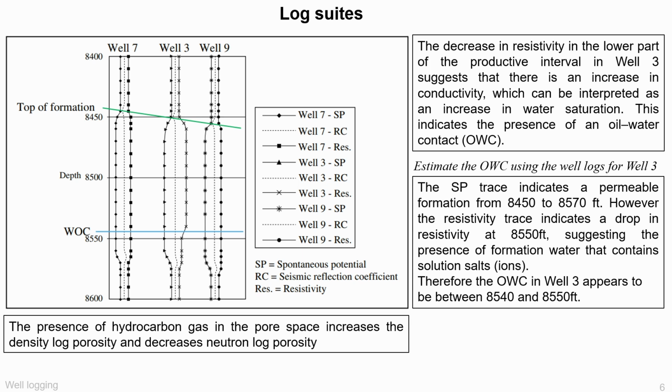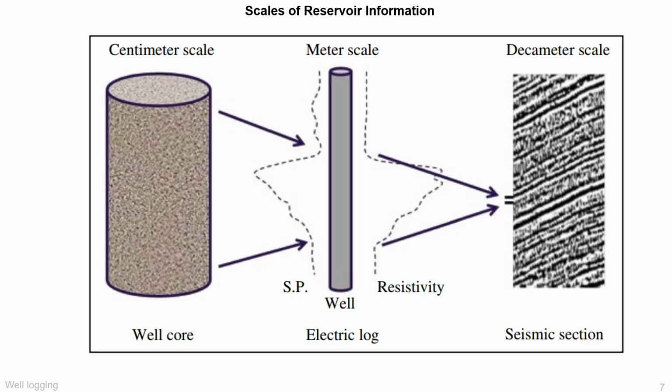8,540 and 8,550 feet. The slide also reminds students about gas effects. Gas increases apparent density log porosity and decreases neutron log porosity, creating crossover. This slide is excellent because it shows how lithology, porosity, and fluid logs are integrated to identify both reservoir interval and fluid contact.